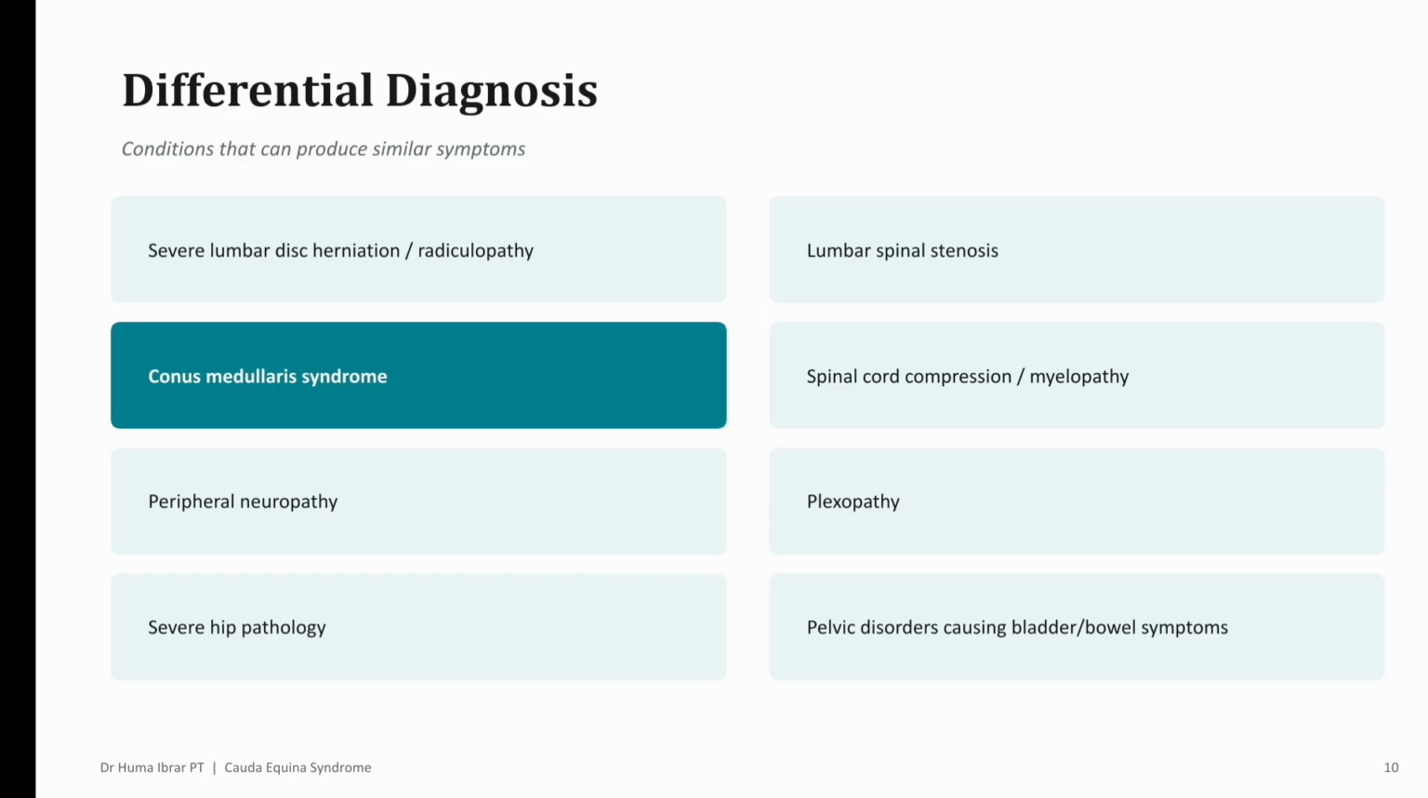Coming towards the most important part, that is differential diagnosis. Conditions that can produce similar symptoms include severe lumbar disc herniation or radiculopathy, lumbar spinal stenosis, Conus Medullaris Syndrome, spinal cord compression or myelopathy, peripheral neuropathy, plexopathy, severe hip pathology, and pelvic disorders causing bladder and bowel symptoms.